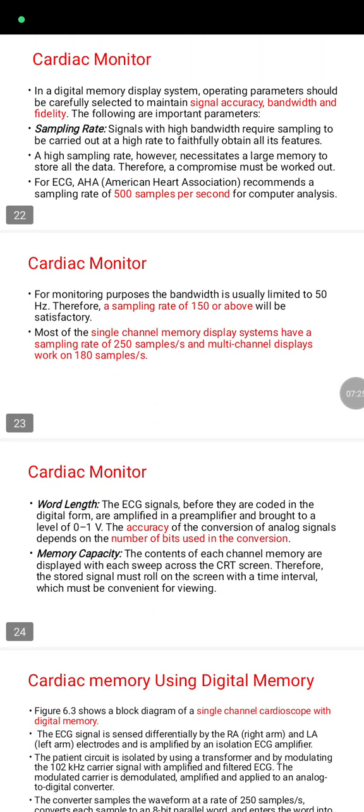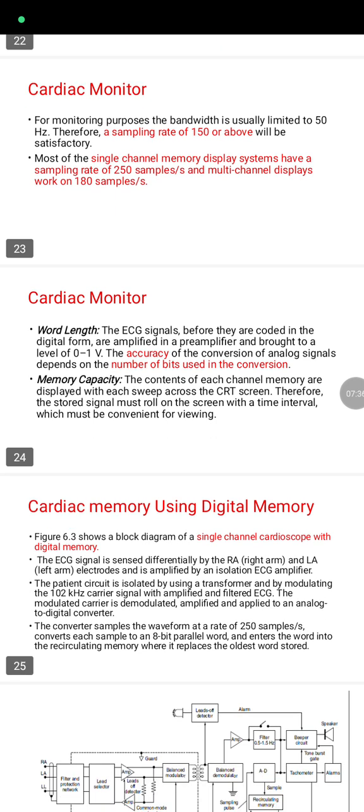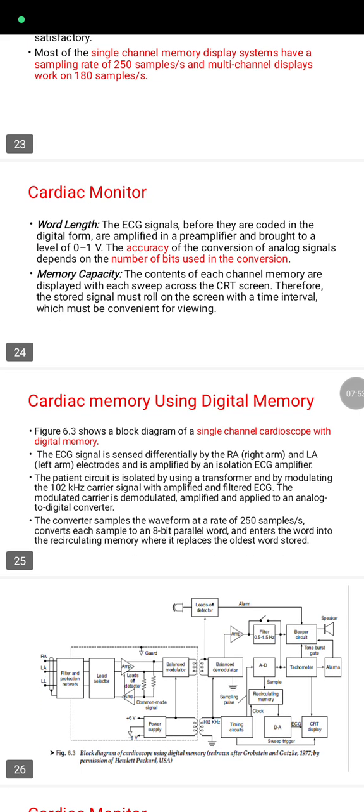For monitoring purposes, the bandwidth is usually limited to 50 Hz. Therefore, a sampling rate of 150 or above will be satisfactory. Word length of cardiac monitor: the signal is amplified in a preamplifier and brought to a level of 0 to 1 volt. The accuracy of conversion of the analog signal depends on the number of bits used in the conversion. Memory capacity: contents of each channel memory are displayed with each sweep across the CRT screen.